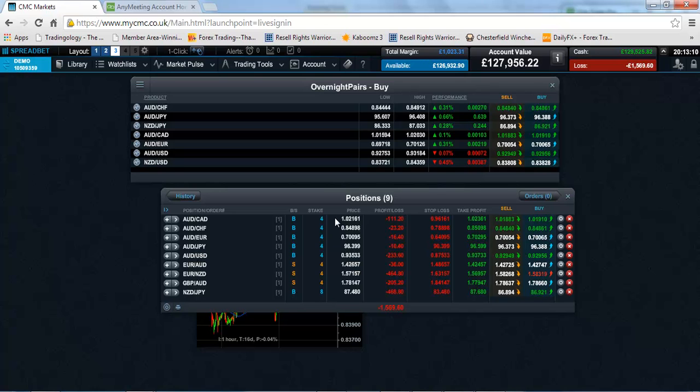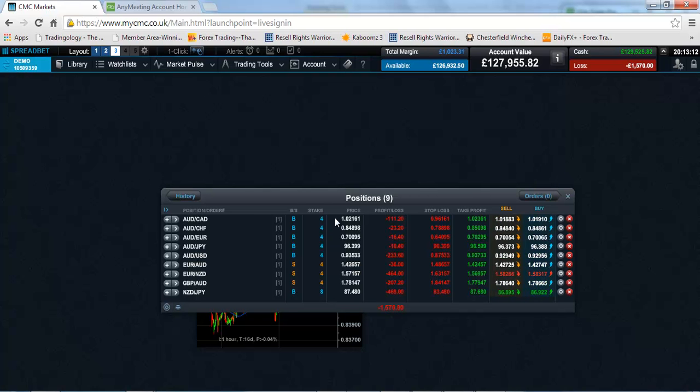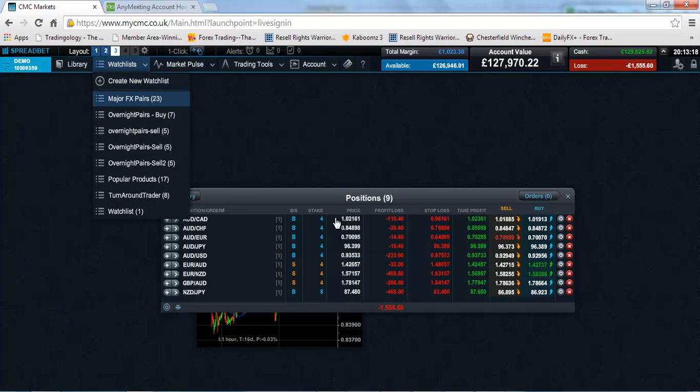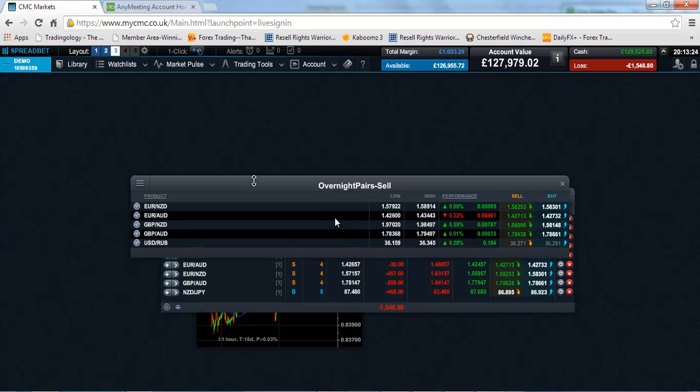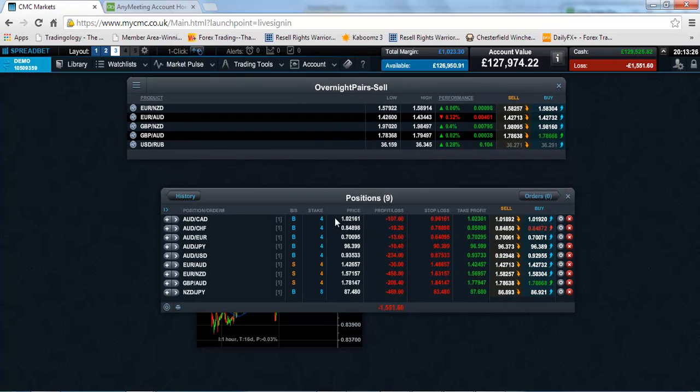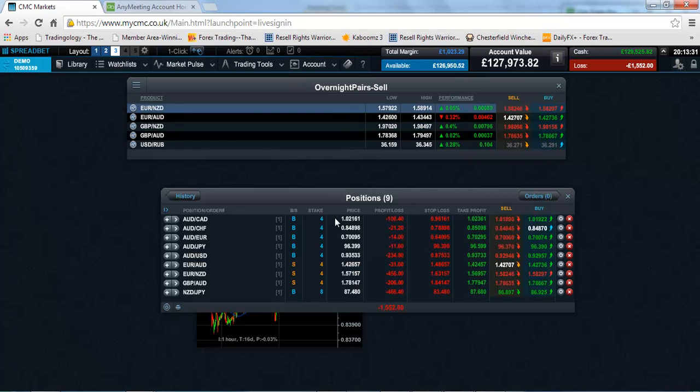So I'll just take away the overnight pairs for buy, and then I'll go back to watch list again, and then as you can see, my overnight pairs to sell. There are 5. So these are them. Likewise, Euro NZD, Euro New Zealand. I'm already in a trade, but let me open it. Let me show you how it works.